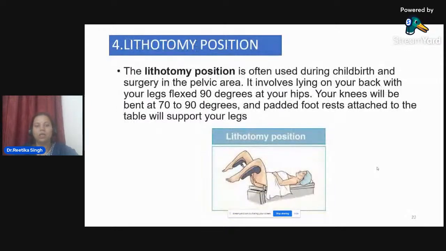Lithotomy position is used during childbirth and surgery in the pelvic area. In this, the legs are flexed to 90 degrees and knees bent to 70 to 90 degrees, and a padded footrest is attached to the table for your legs.